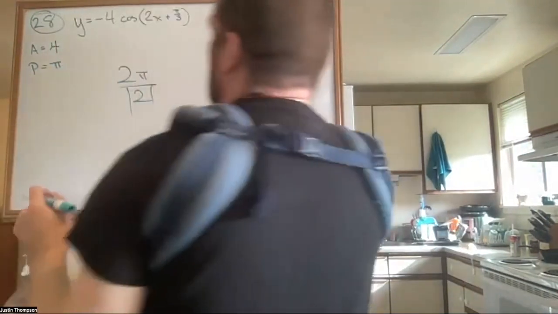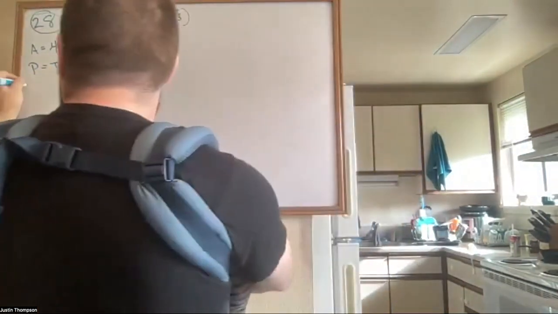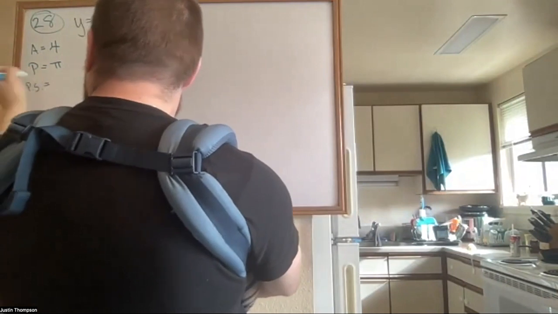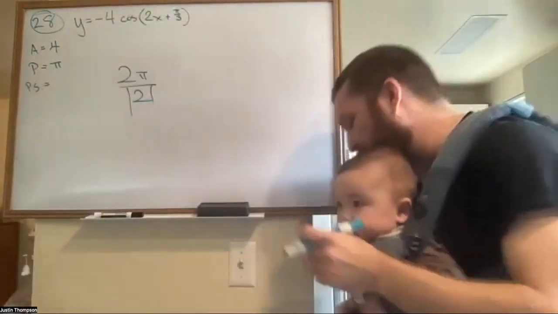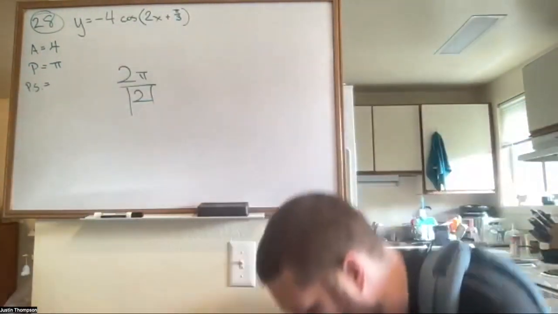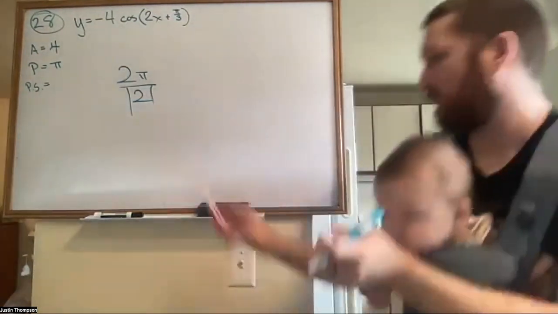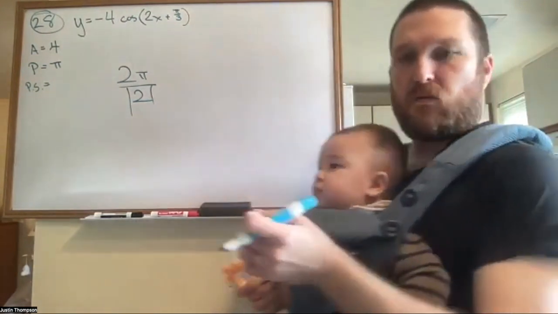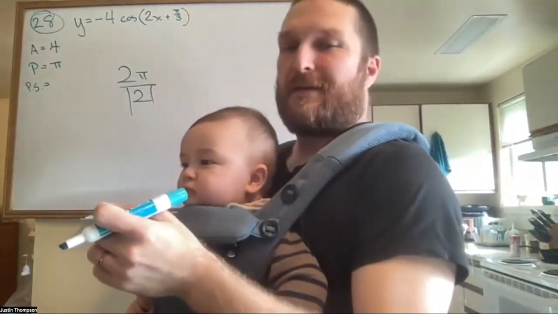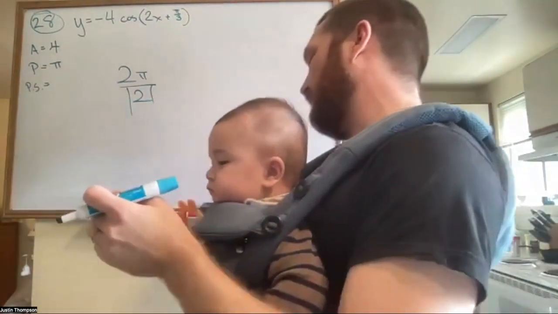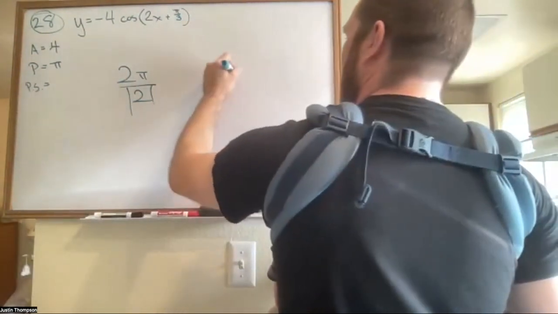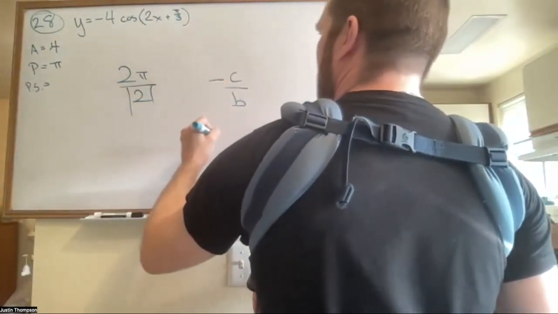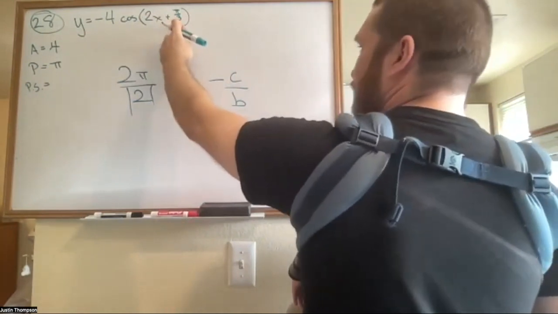Now, what's the phase shift? A couple different ways we could think about it. Pi over 3. Oh wait, no. So the formula was negative c over b, where that's b and that's c.